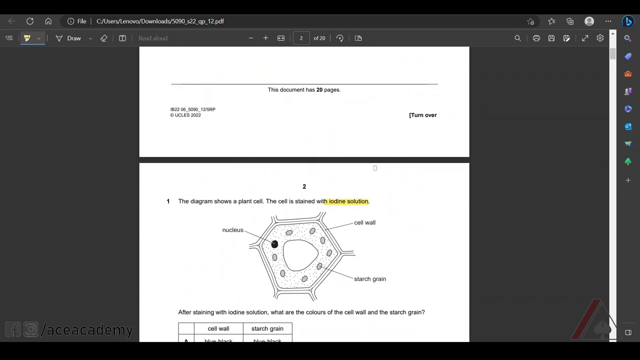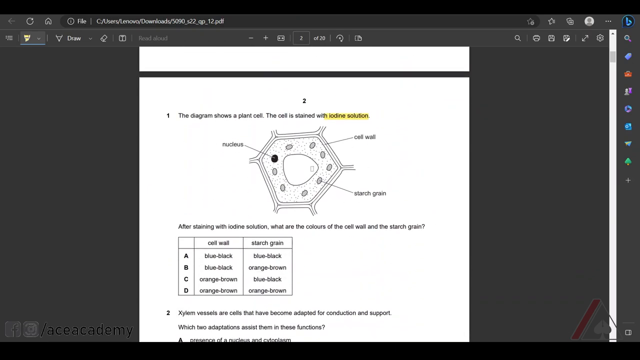Now, we'll begin with question number 1, which reads, the diagram shows a plant cell. The cell is stained with iodine solution. Now, look at the diagram. After staining with iodine solution, what are the colors of the cell wall and the starch grain?